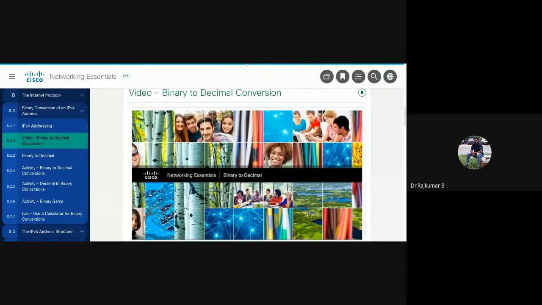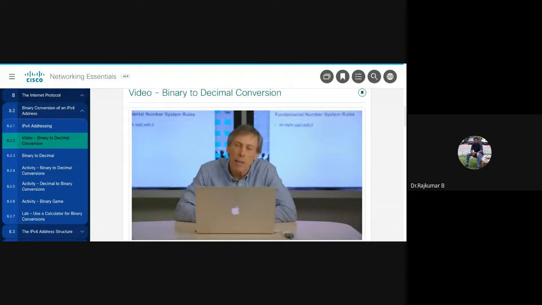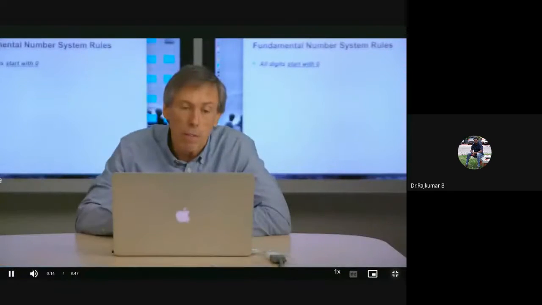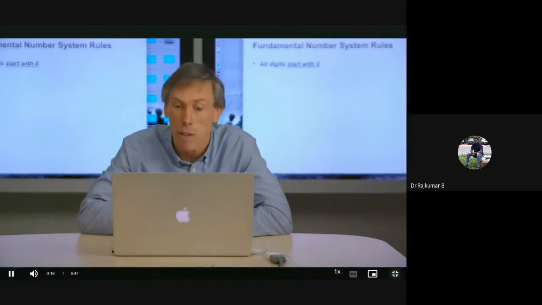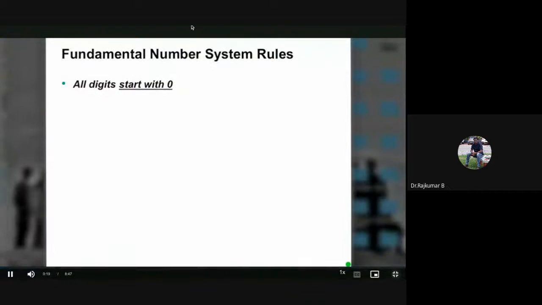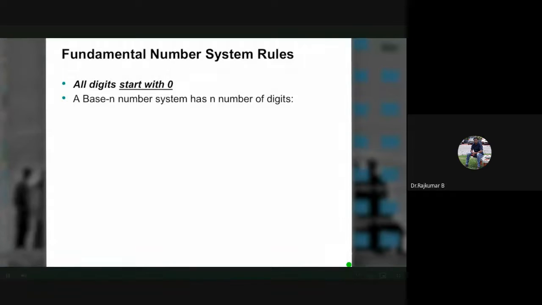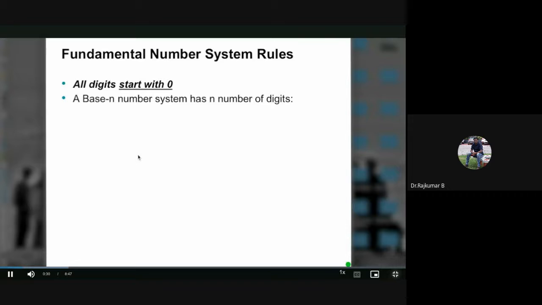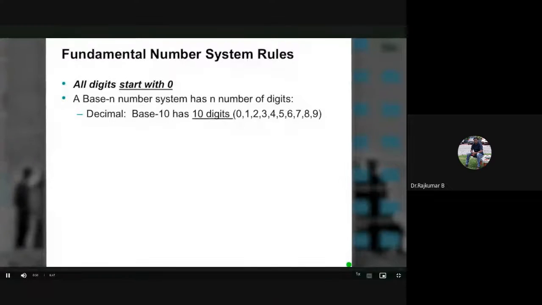In this video, we're going to take a look at the binary number system. We're also going to see how to convert from binary to decimal. First, a brief look at the fundamentals of number systems. In all number systems, the first digit begins with 0. So whatever base we're working in tells us how many digits are in that number system. For example, decimal, base 10, has 10 digits, starting at 0 through 9.